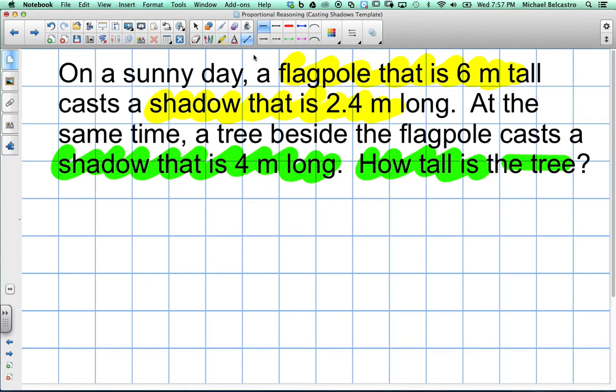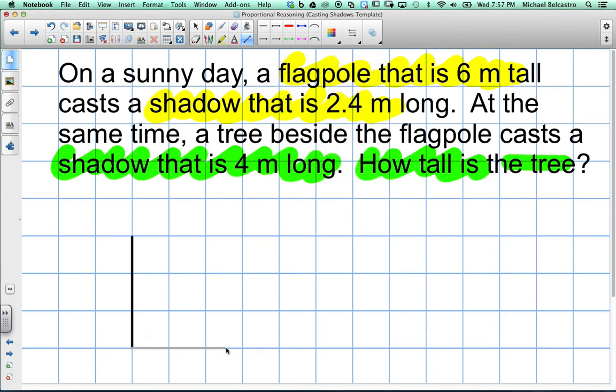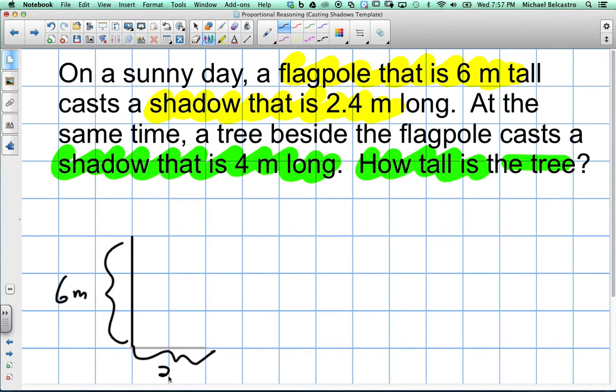Because it's describing a picture, I'm going to try to recreate this picture. So we have our flagpole. I'm going to use this to represent our flagpole, and I'll do gray to represent the shadow of the flagpole. Okay, and it said that the flagpole itself was 6 meters in height, and the shadow cast was 2.4 meters. Okay, so here's our flagpole.